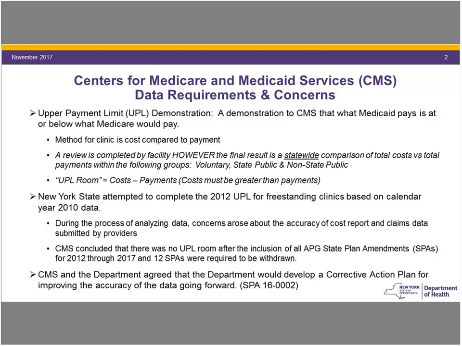Some of it was VAT money. So what it means is they only received the state share of the VAT money in order to do whatever their proposals were within the VAT applications. The department and CMS agreed that we would develop a corrective action plan to improve the accuracy of the data going forward. That is actually itself in a state plan amendment.